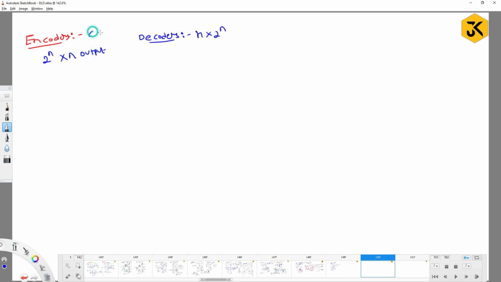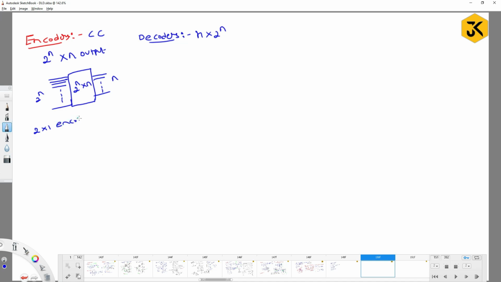And it is a kind of combinational circuit, right? If you observe its representation diagram, it is 2 power n by n, where you have 2 power n input lines and I get n output lines. Okay, if you substitute the value of n as 1, then you will get a 2 by 1 decoder. It should be encoder.